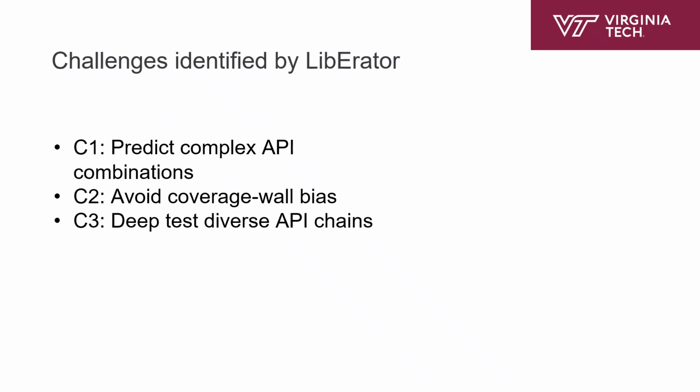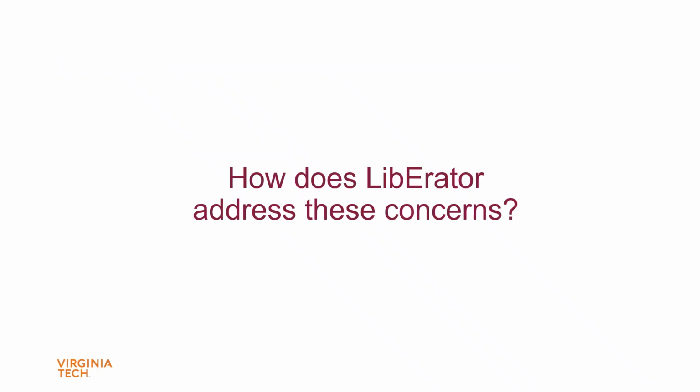Challenge 2 is avoiding coverage wall bias. The people behind Liberator identified that previous works on automated fuzz driver development seem to discard possible fuzz driver candidates once they hit a certain coverage wall. But the people on Liberator thought that these walls, given enough time, could be broken through and lead to better improvements. And also challenge 3, which is deep testing of diverse API chains. So given how many different fuzz drivers are made, it would be impossible to deeply and meaningfully test them all. How does Liberator address these concerns?